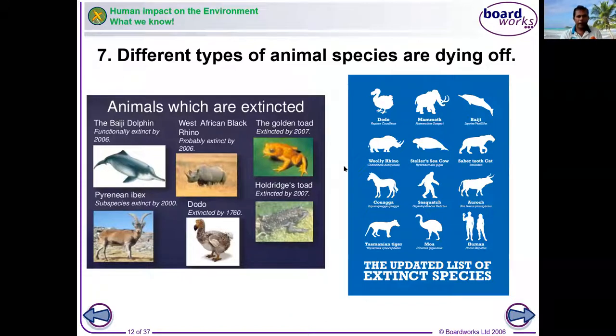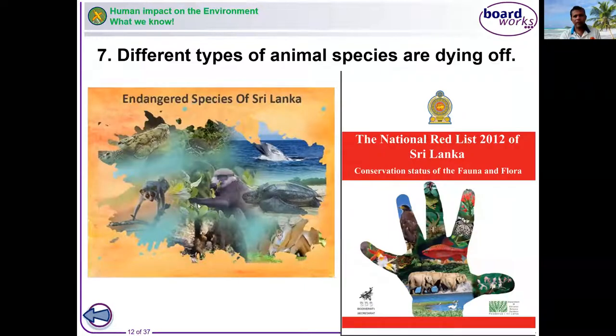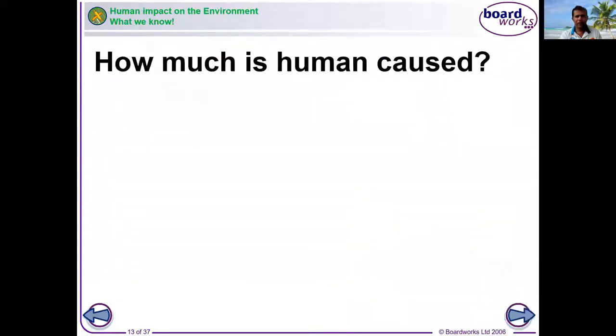Another thing is the number of species that are extinct or endangered, and at the end they go extinct. The number of species that have gone extinct has grown over time. Many species, even in Sri Lanka, are critically endangered, as you can see in this list. Actually, all this information I have already uploaded to the LMS site. You may visit that website, and you can get a better idea about that.